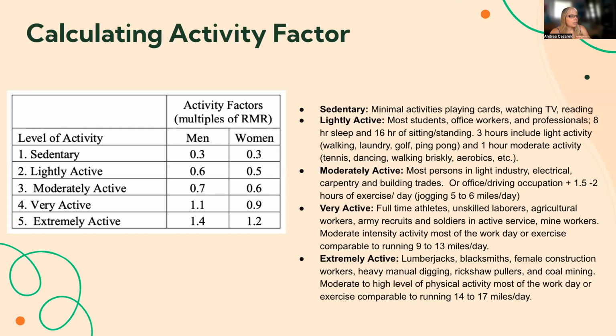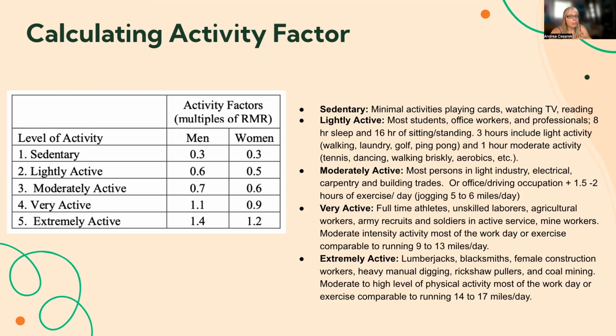Next we need to calculate the activity factor. If you look at the different levels of activity, you'll see that for men and women it's very similar but slightly different, and the more active they get, the more the difference comes between the two. Somebody that's sedentary has a very minimal amount of activity: playing cards, watching TV, maybe reading, sitting around most of the time. Light active is probably a lot of students, office workers, professionals. We're guessing they're sleeping about 8 hours, and the other 16 hours they're sitting or standing, including about 3 hours of light activity, such as walking, laundry, golf, or ping pong.